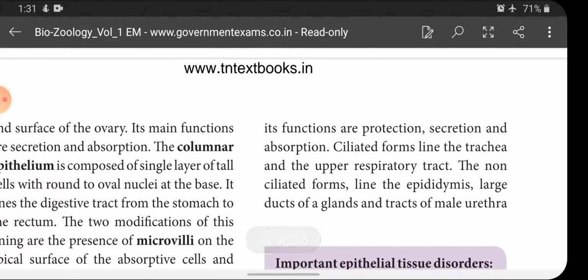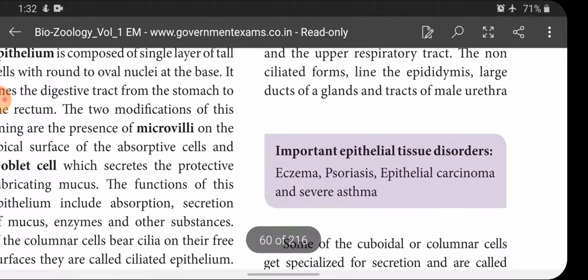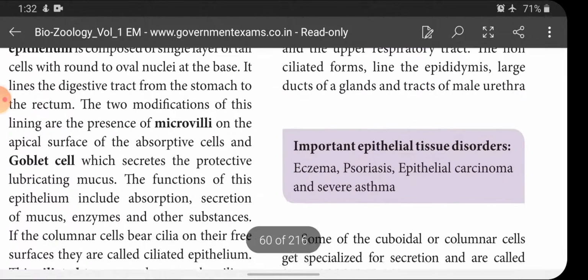Its functions are protection, secretion and absorption. Ciliated forms line the trachea and the upper respiratory tract. The non-ciliated forms line the epididymis, large ducts of glands and the tracts of the male urethra.